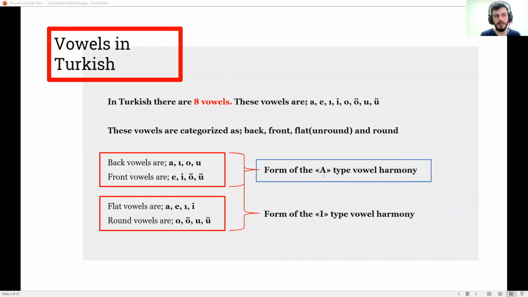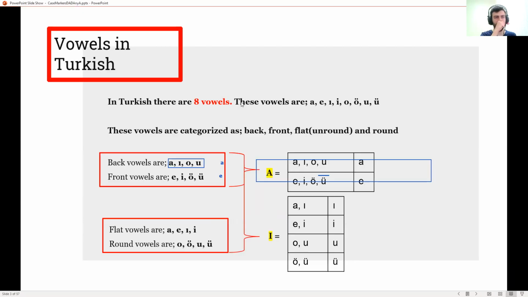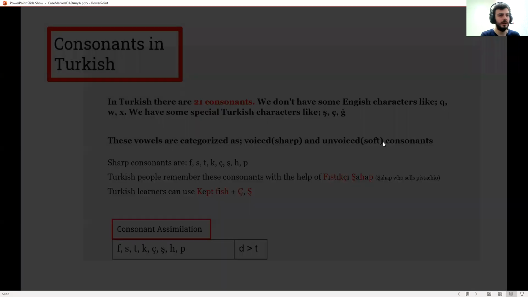Today we are going to talk about this one a lot. Basically, the idea is when I have a, ı, o, or u as a last vowel of my word, then the suffix that is following should have a in it. If I have e, i, ö, ü as a last vowel, then the suffix that is following should have e in it. As I said, we are going to talk about it. And then we also talked about, oh yeah, this is the chart that I already have for the vowel harmonies.